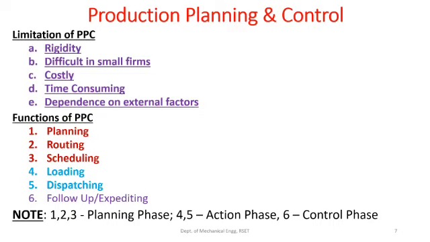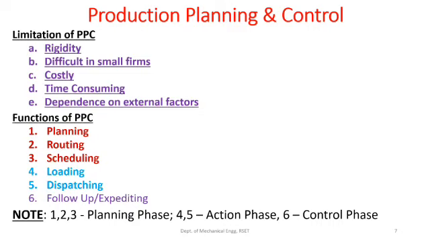The second limitation is that it is difficult for small firms to have an exclusive function or department dedicated to production planning and control, because production planning and control requires a lot of manpower, and it also requires a lot of resources. So it's very difficult for small firms to have an independent function called production planning and control, and it's also a very costly affair. The planning department and the control department require a lot of labor, so it's generally very costly as well as a time consuming affair.